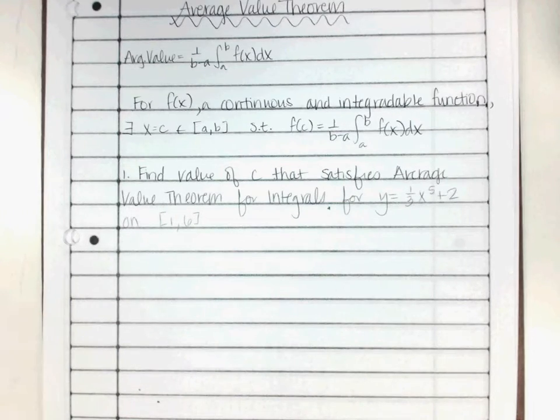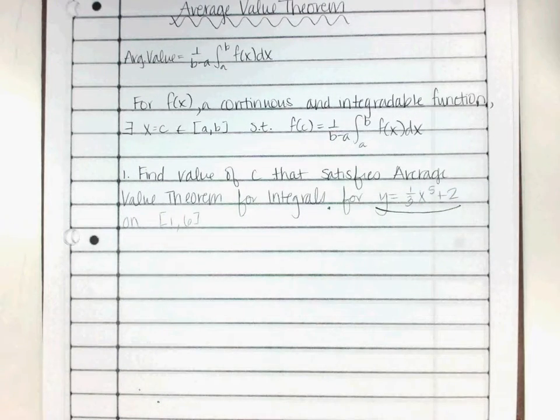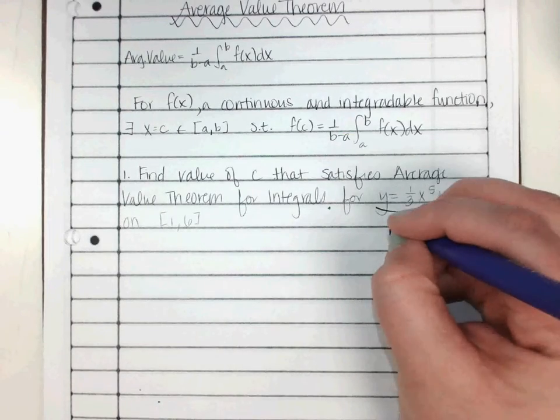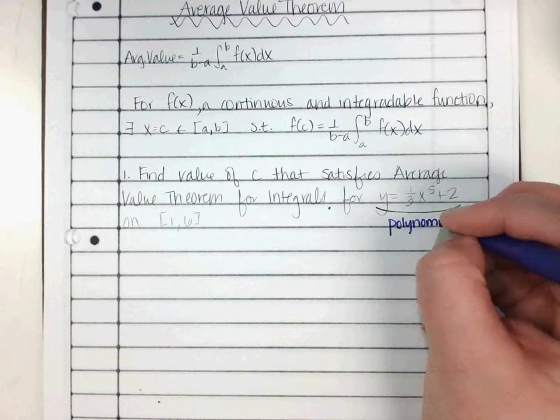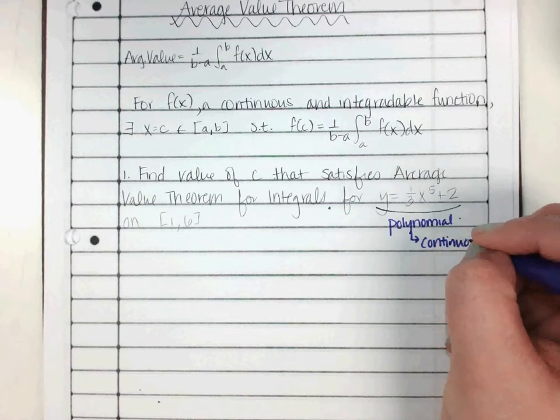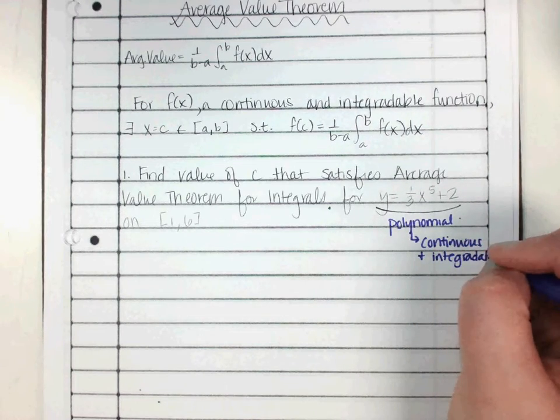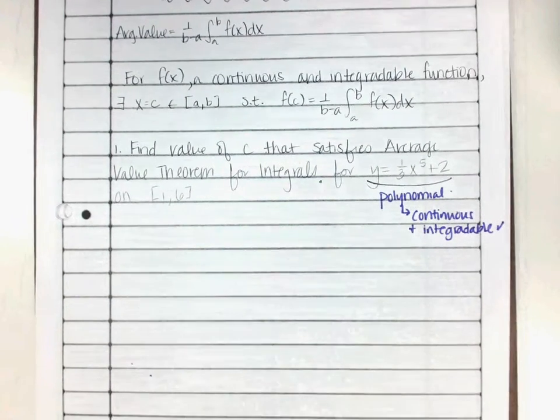Okay, so the first thing that you need to do is check if it's continuous. So think about 1/3 x to the 5th. This is a polynomial. Are polynomials going to be continuous? Okay, yes. So we automatically know this is a continuous function because it's a polynomial. So I'm going to put here polynomial, therefore continuous and integrable. Okay, and then a little check.